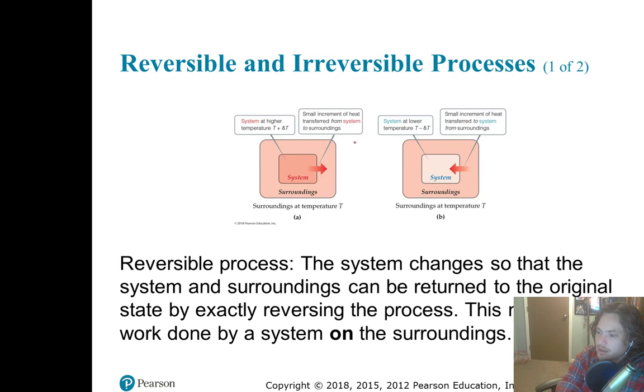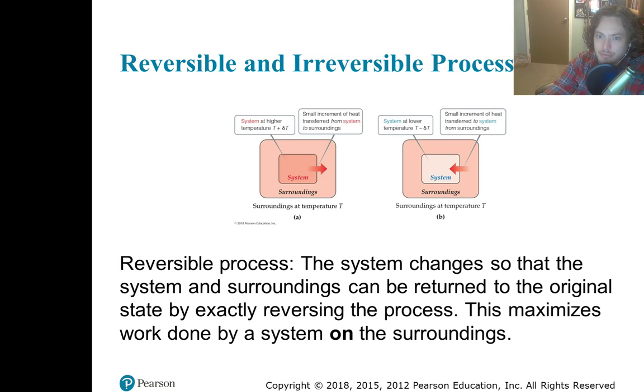All right. Last couple of vocab words here that you need to be aware of. I'm just going to permanently move myself up here. Reversible and irreversible processes. Okay. Reversible processes is where the system changes so that the system and the surroundings can be returned to the original state by reversing the process. So essentially, if it is a reversible process, that means you can undo what you just did, without losing any energy or anything like that.